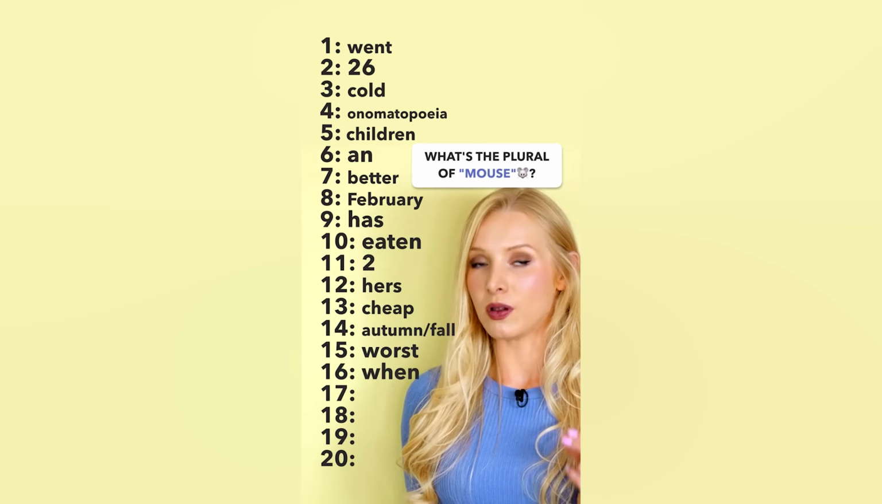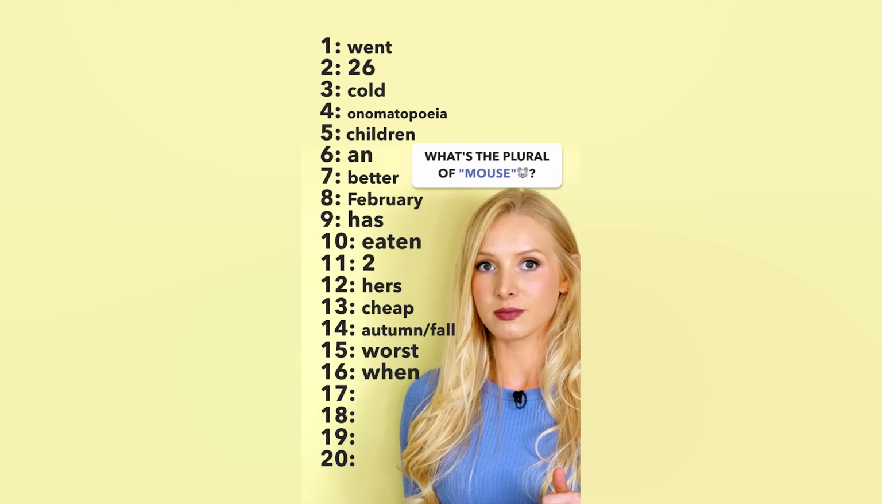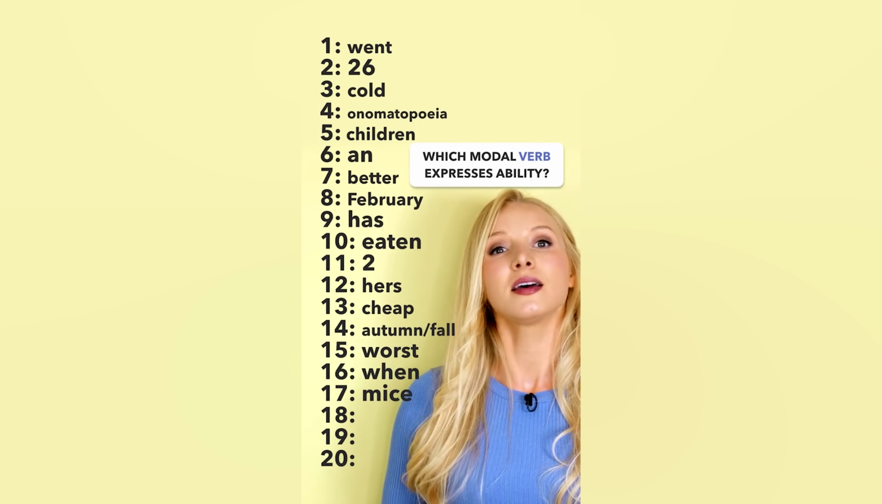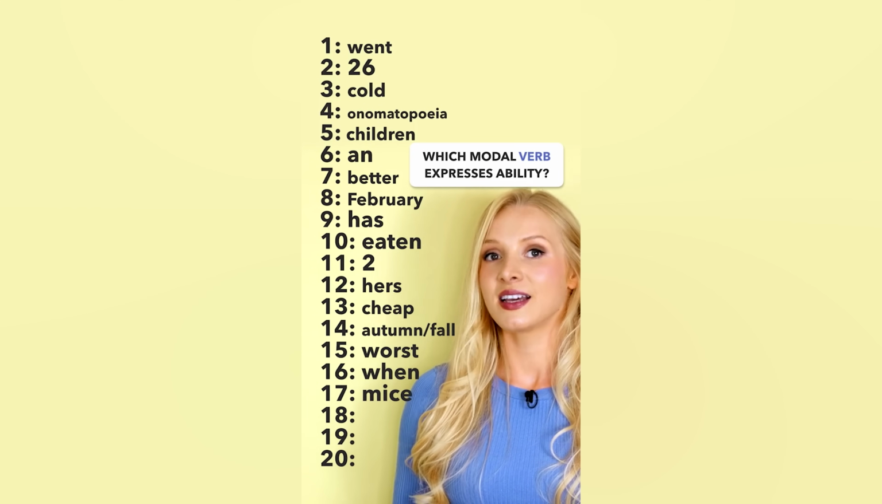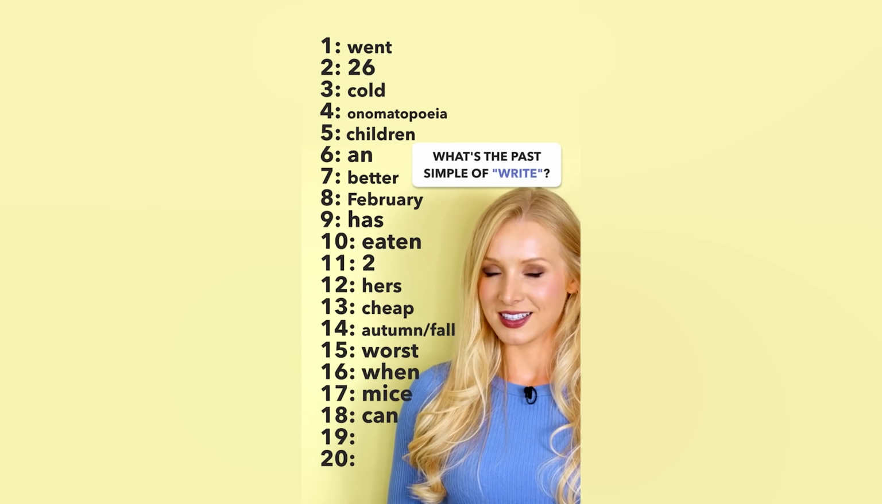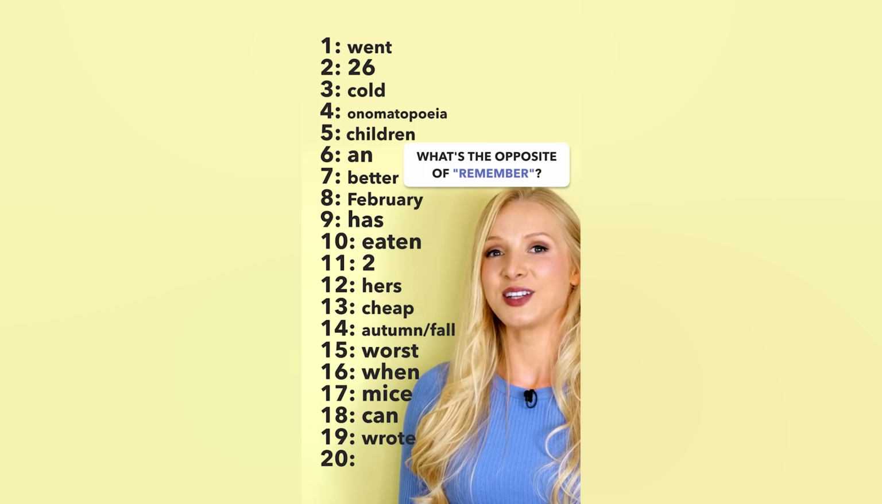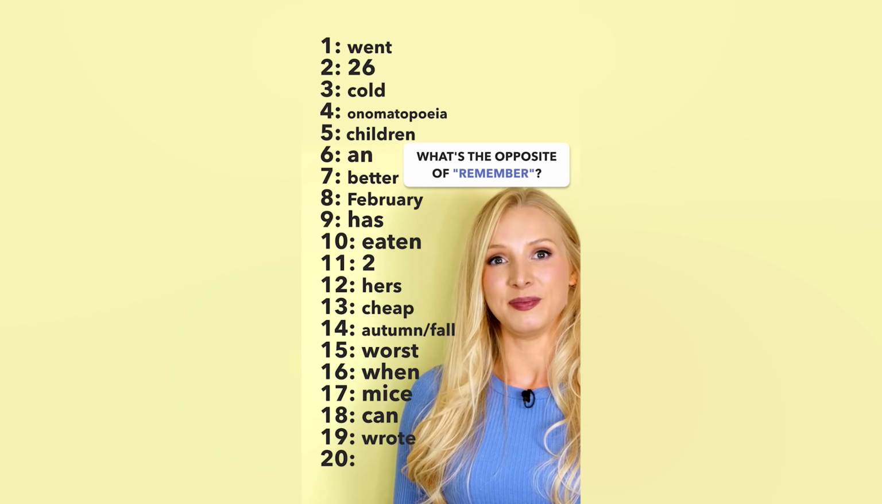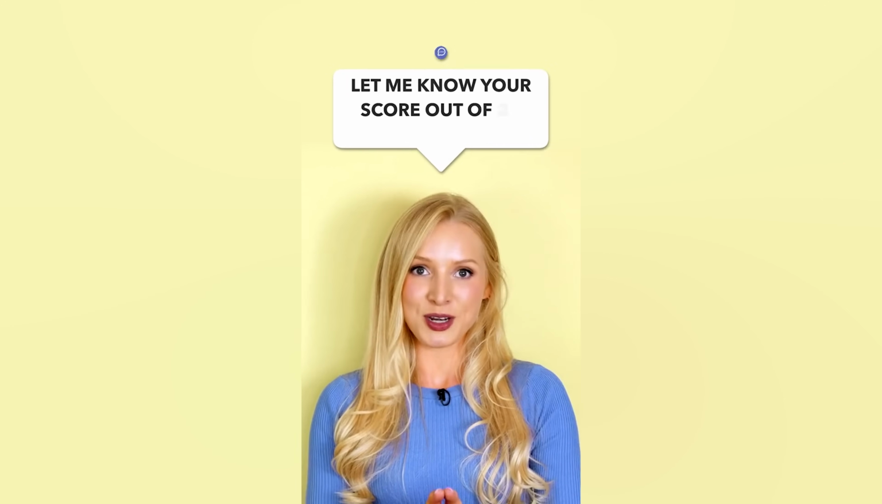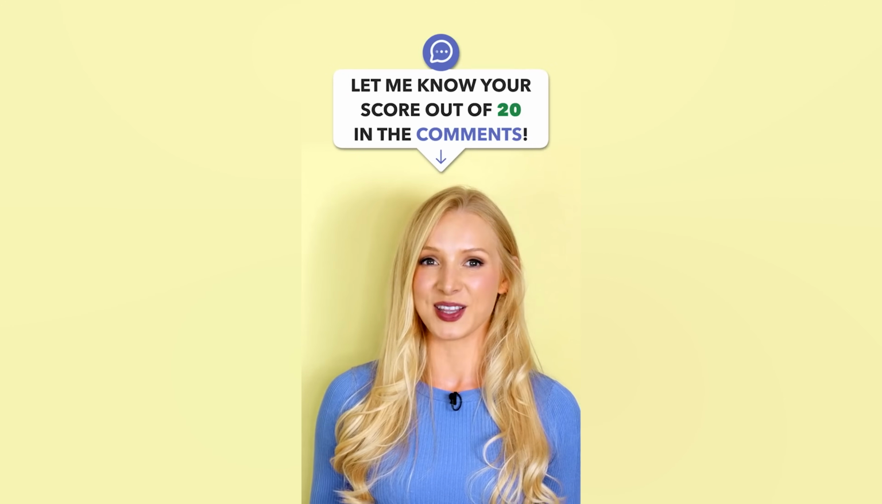What's the question word for asking about time? When. What's the plural of the animal mouse? Mice. Which modal verb expresses ability? Can. What's the past simple of write? Wrote. And what's the opposite of remember? Forget. There you have it, 20 questions. Let me know your score out of 20 in the comments.